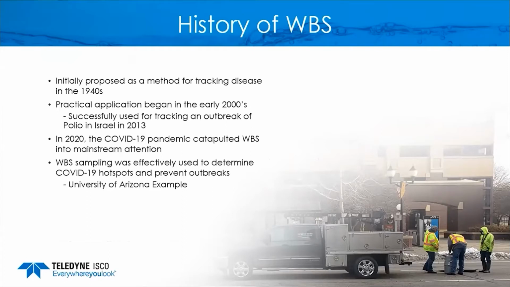One particular example comes from the University of Arizona, where building level sampling at the dormitory level helped to identify the presence of COVID. When COVID was detected in the wastewater sample, all of the residents of the dorm were tested and the infected students were isolated.